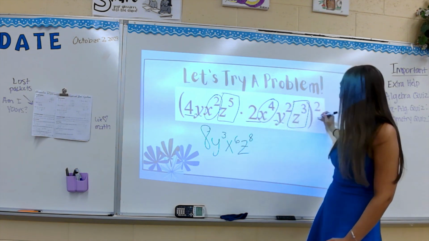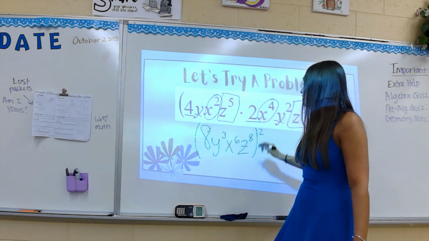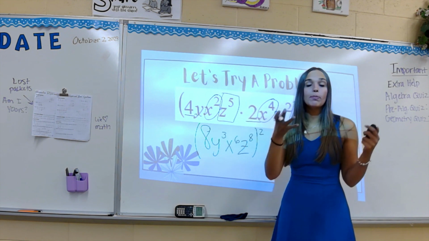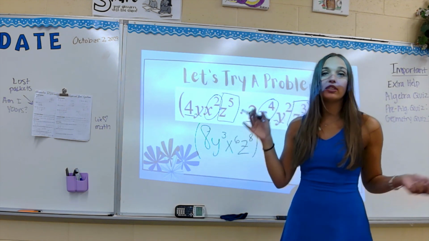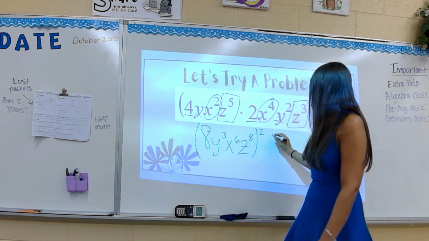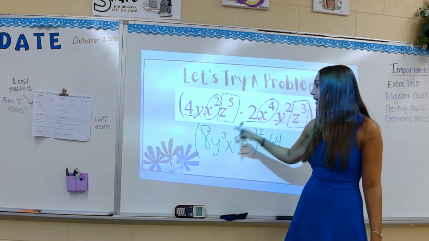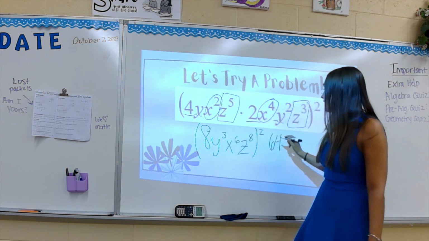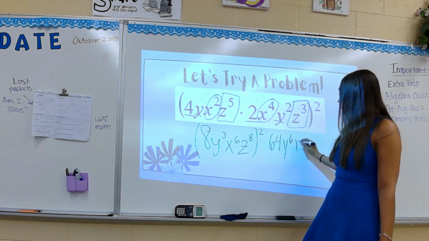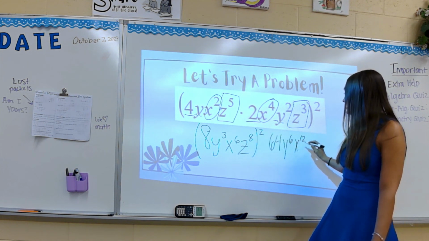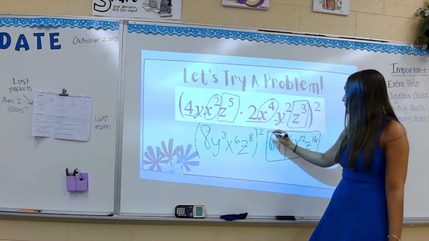Now I can't forget though I have this squared on the outside, so I have to throw it back into the problem. So now I'm going to use the power rule like we just saw. So I'm going to do 8 squared, which is 8 times 8, which we know is 64. Y to the 3rd squared means we multiply. Now we're using power rule. 3 times 2 is 6. 6 times 2 is 12. 8 times 2 is 16. And this would be my final answer here.